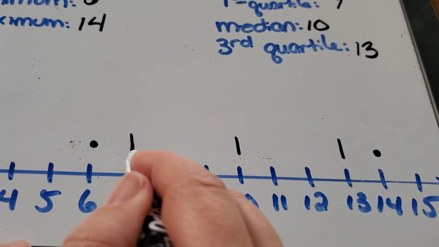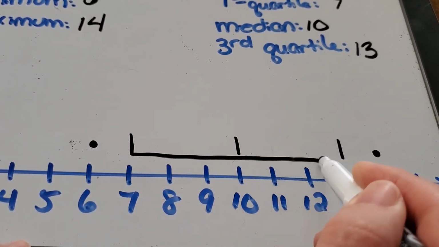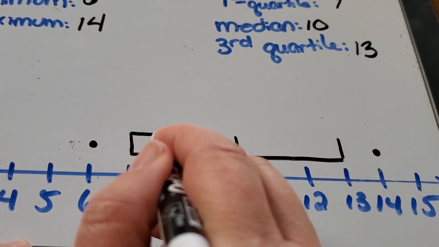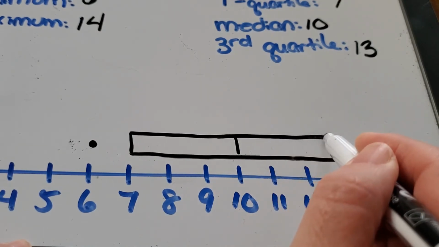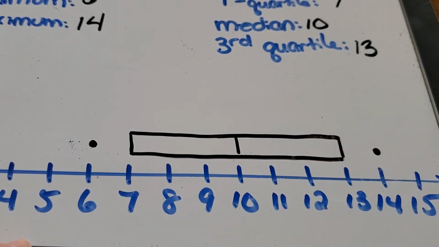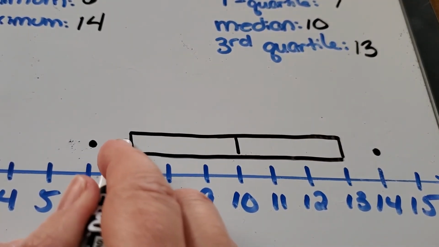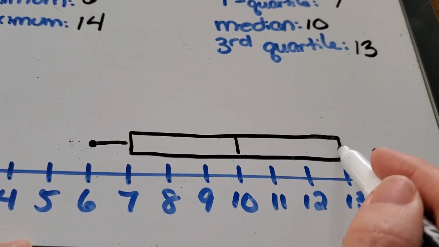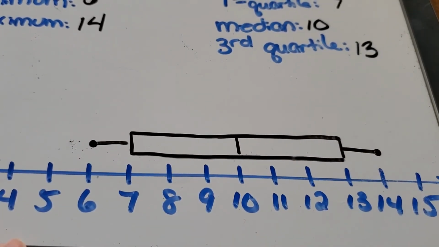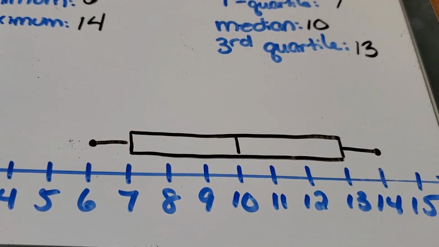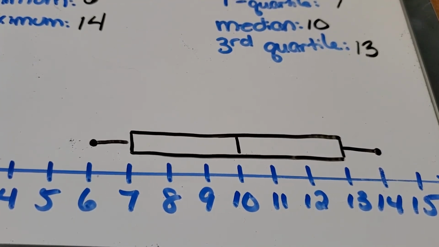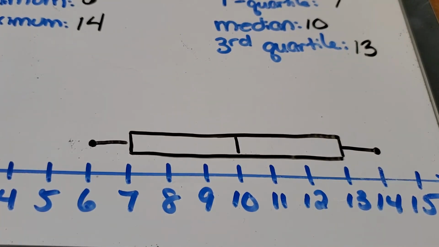The box will go from 7 to 13, our first quartile to our third quartile, with the line at the median right in the middle. Then our whiskers will go out to our lowest point and our highest point. Now, because this is all online, you will not be asked to draw a box and whiskers plot, but I just thought it was helpful for you to see how one was made so that when you are looking at them, you can understand what they're talking about.